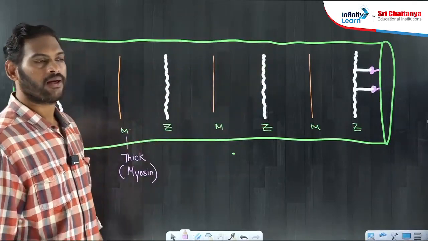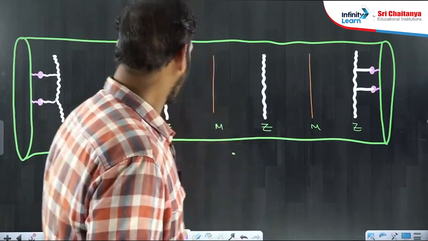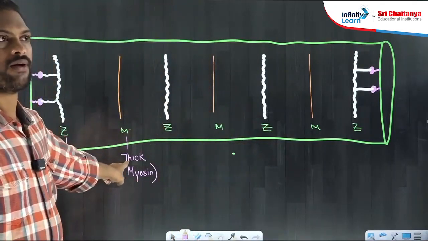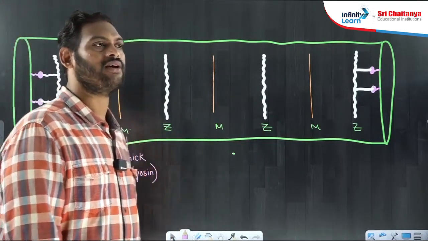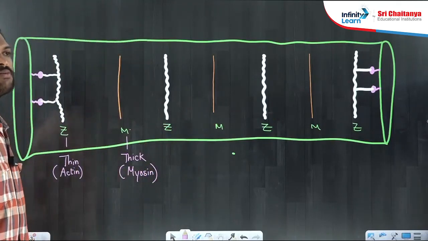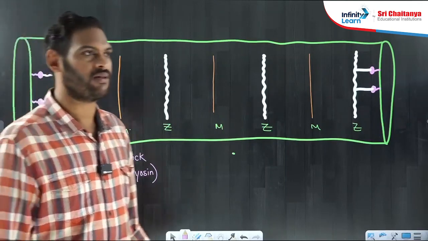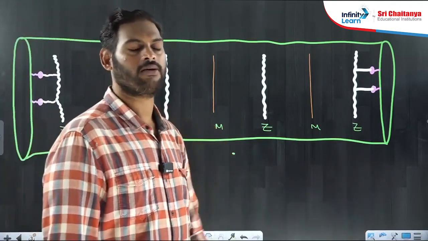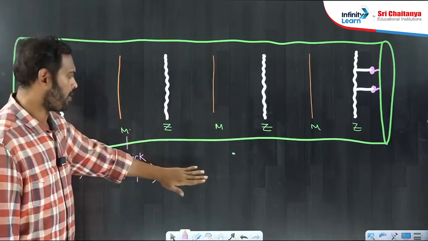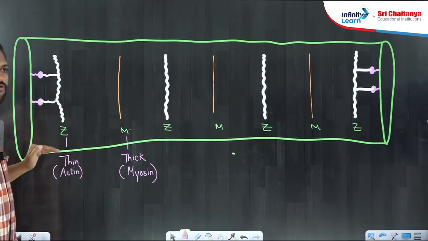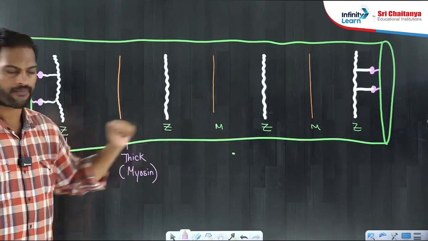Done. Guys, be very careful with the spelling: myosin, not mycin. Mycin is a different thing. Please be careful. Myocin is not acceptable. That will give a different meaning altogether. It will become an antibiotic. Myosin, that's it. So Z lines are attached to thin filaments, M line is attached to thick filaments. Done.